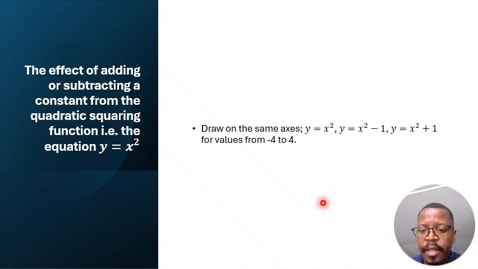So the purpose is for us to understand how a quadratic graph behaves, because at a later stage, as we showed in the first lesson, the time will come when we need to make quadratic functions from a graph. So for us to achieve that, we need to first of all understand the quadratic graph, how it behaves. So let's draw these ones. The first thing first, we make a table of values.